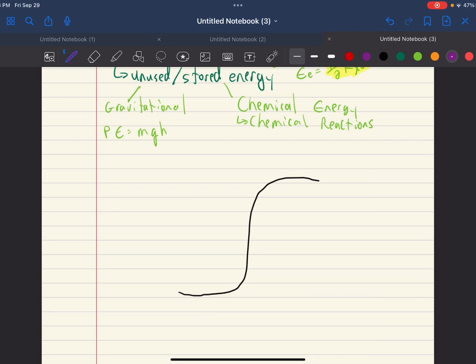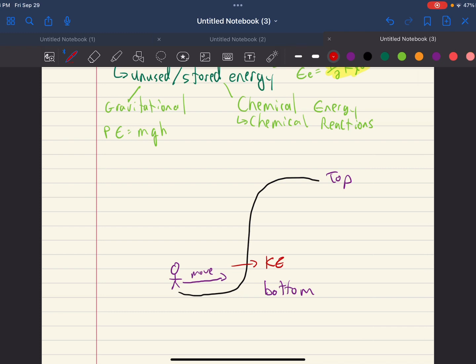So let's say we have an object, in this case a person, going up a hill. Now at the bottom of the hill, so I'm going to label this the bottom. At the bottom of the hill, they begin to run or move. Well, when they move, they're exhibiting kinetic energy, or KE. And that would be full kinetic energy at the bottom of the hill.